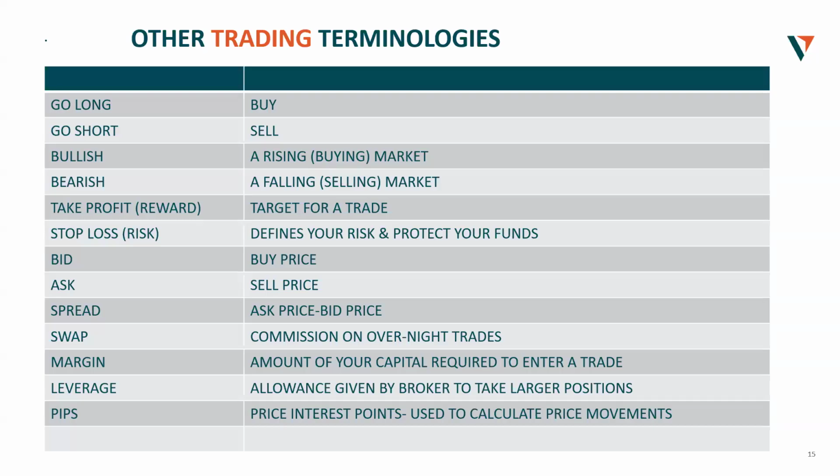So then the next thing is margin. Margin is what I just talked about. Margin is the amount out of your capital that a broker requires to enter and hold a trade. Then leverage is the allowance the broker gives you. It's like a band that the broker gives you to enable you to take larger positions. So if you decide you want to take 1 to 100, okay, good. If you decide you want to take 1 to 500, it's good. Just know that leverage is a two-edged sword.